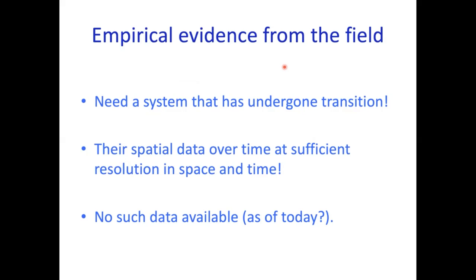Now that's the theory. How do you test this in the empirical world? What do we need, especially if you want to apply this to a large scale ecosystem? We need three things to be able to do that. One is an ecosystem that has undergone a transition. Secondly, I need spatial data over time at sufficient spatial and temporal resolution for this system. Finally, it turns out that there are very few, or I'm not aware of any, such data available. At least five years ago when I was looking, there was no such clean data available.